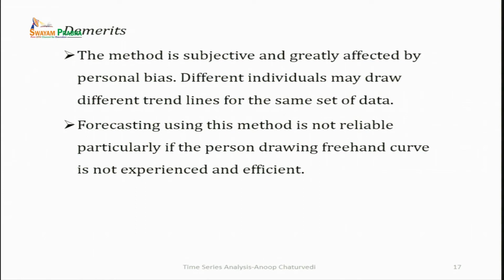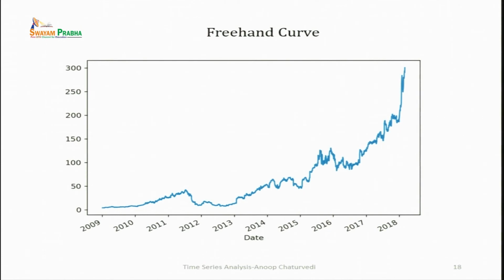Because in this method you are not using any mathematical formula, you do not have any precise formula for forecasting. If you want to forecast, what are you going to do? You will extend the curve beyond the range, and then on the basis of that curve you try to make the forecast. This is the same Netflix data curve, and I am drawing a freehand curve. So, this shows you the trend line.